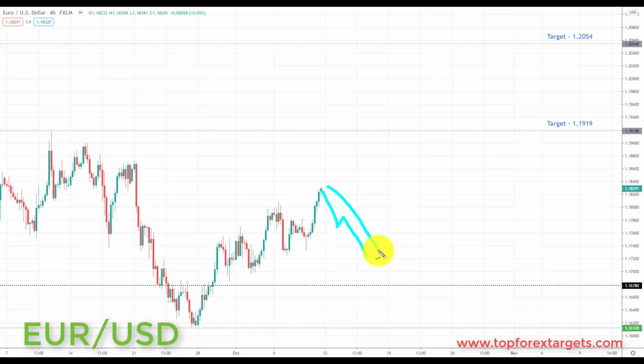And if we start to break out to the upside and we start to get those bullish reversal patterns in this market, we're going to be looking at initiating longs up towards the next key area of resistance, the upside target set, at the 1.1919.